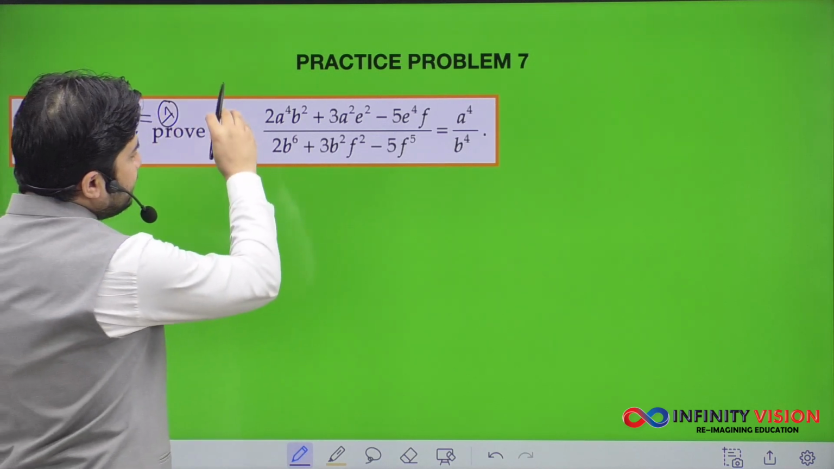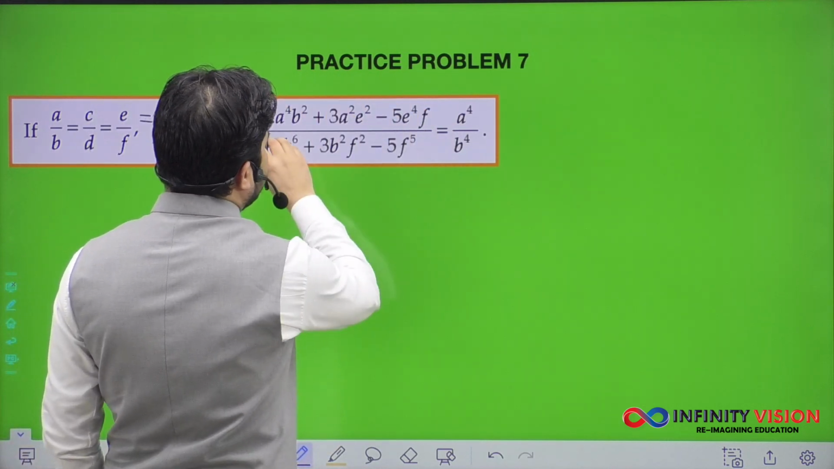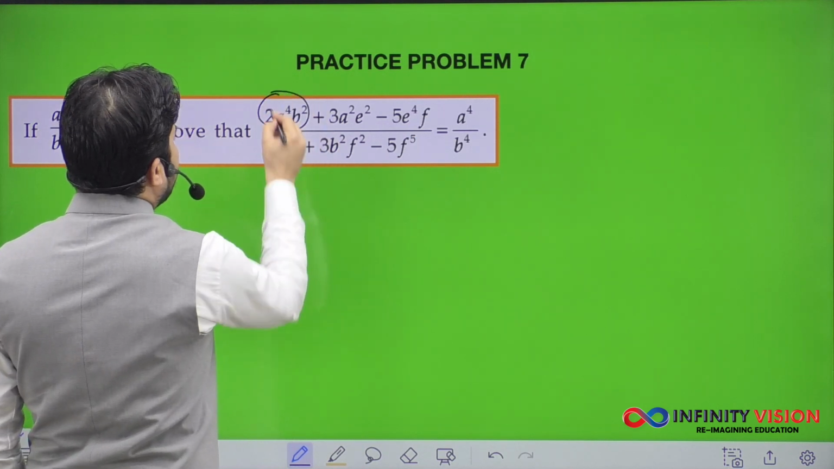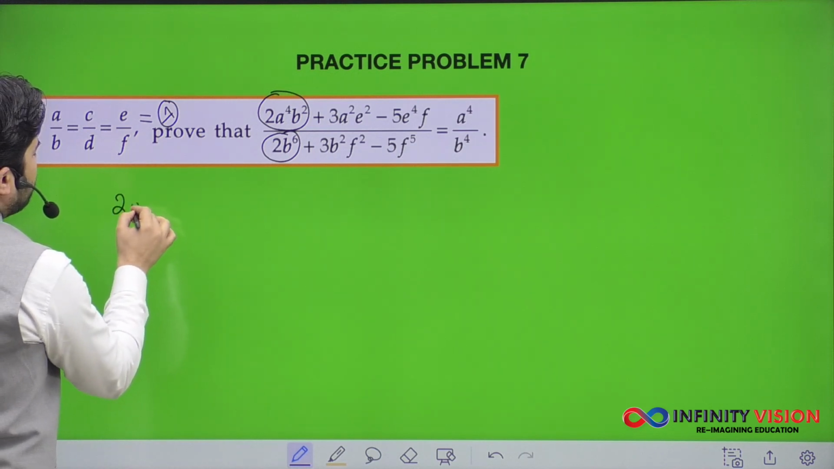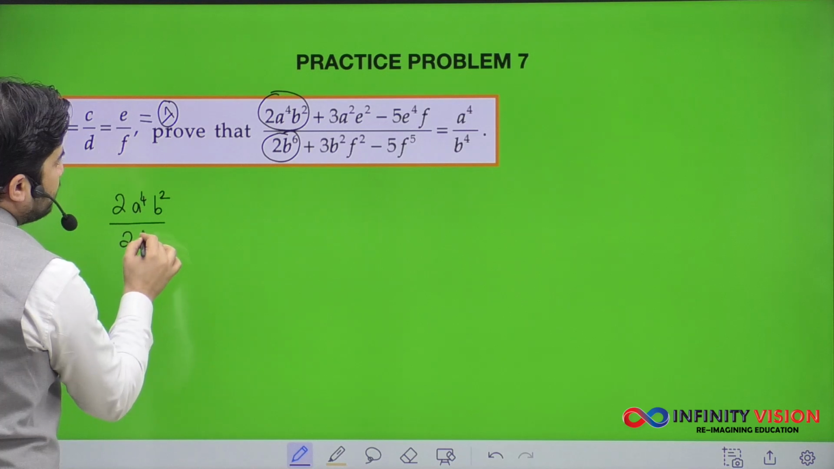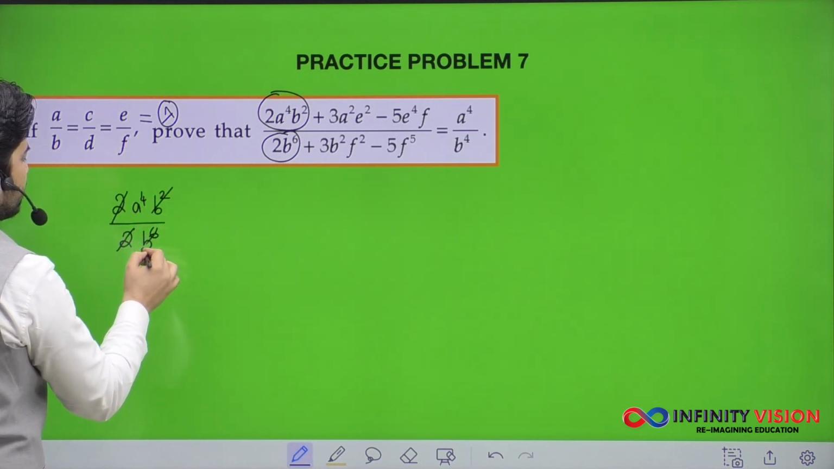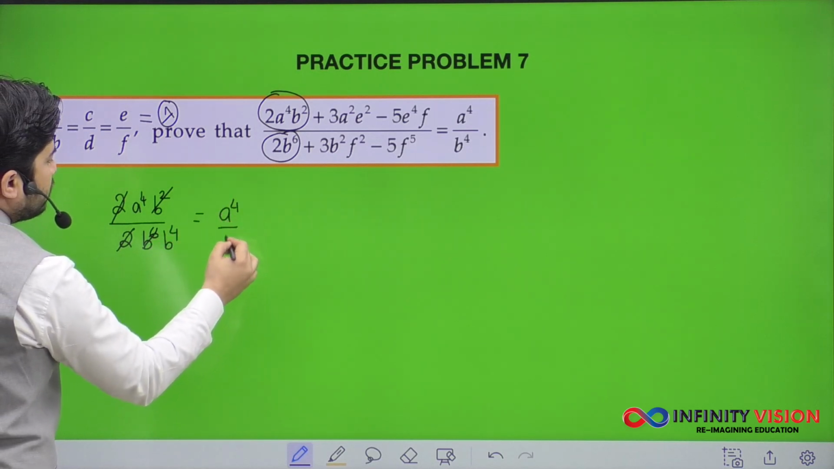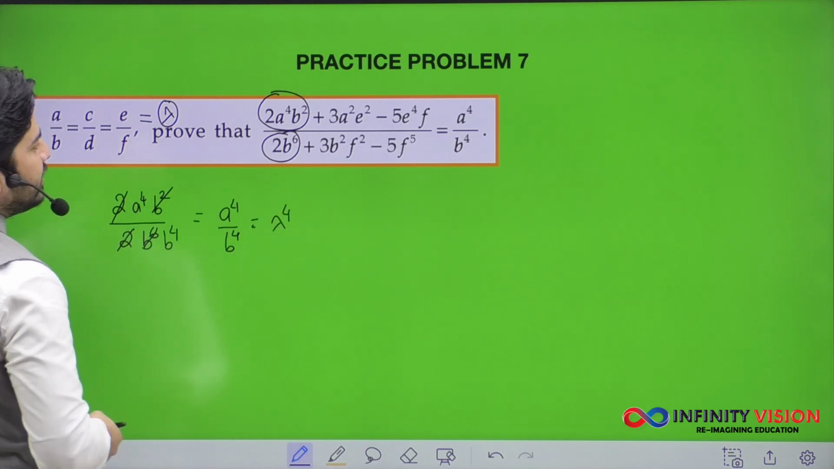Now when I see this ratio, the antecedent has 3 terms and the consequent has 3 terms. So I'll notice the first term and I'll notice the first term of consequent. And if I write 2a to the power 4 b square upon 2b to the power 6, so 2 and 2 cancels, this becomes b to the power 4. Now a to the power 4 upon b to the power 4 can be written as lambda to the power 4.